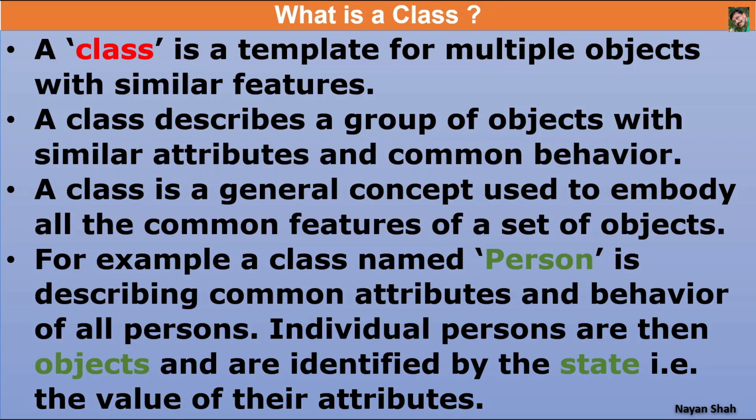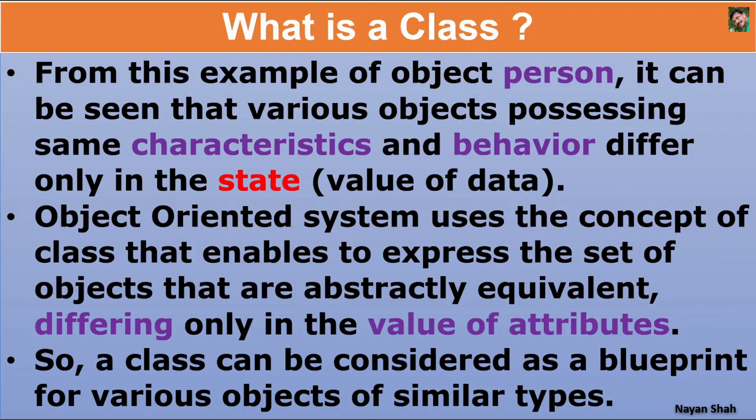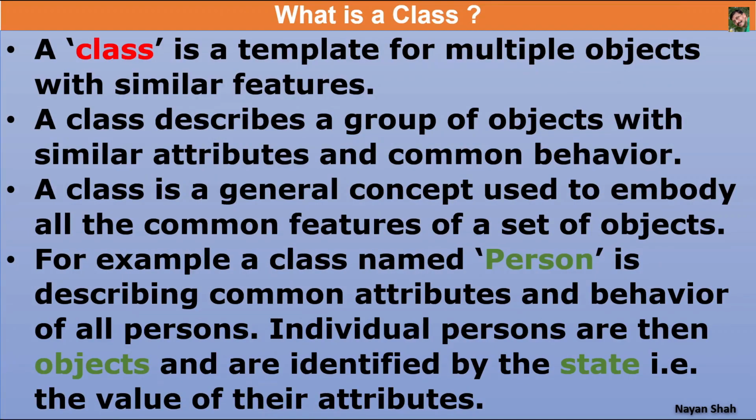So a class is a template for multiple objects with similar features. The same sentence is given in slightly different words and sentence form. Otherwise both are the same. So remember, both are given in the textbook. You need to remember that a class is a template for multiple objects with similar features. A class describes a group of objects with similar attributes and common behavior.